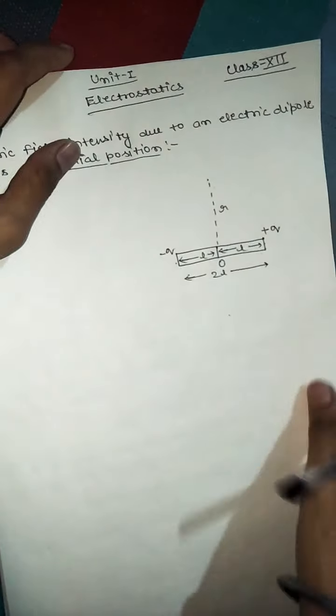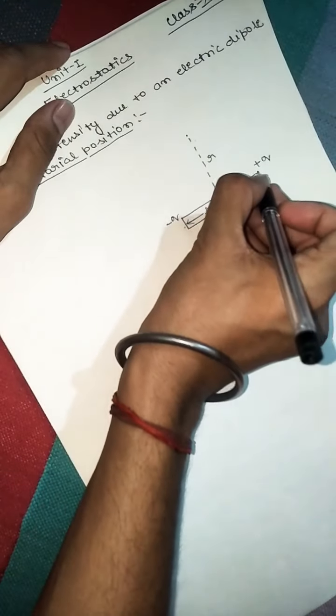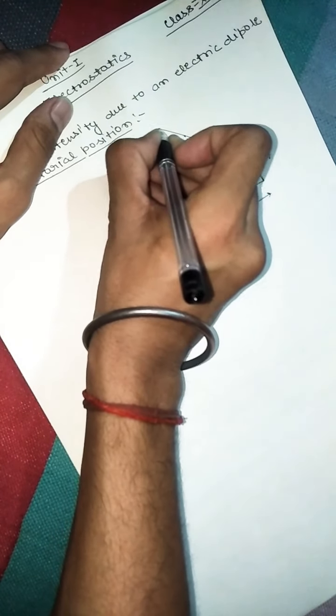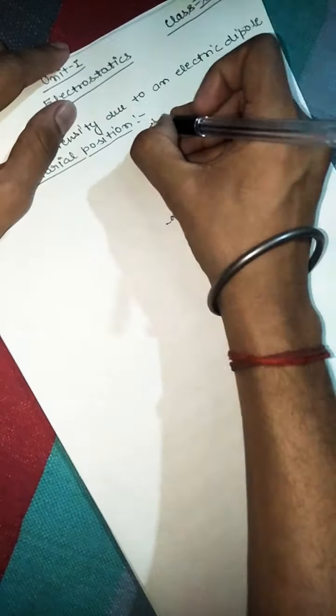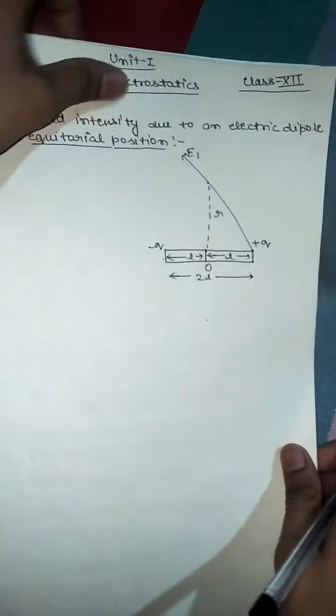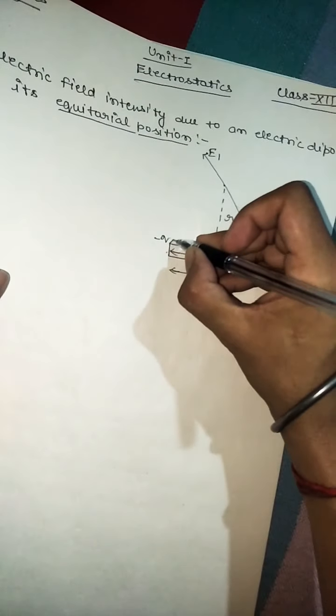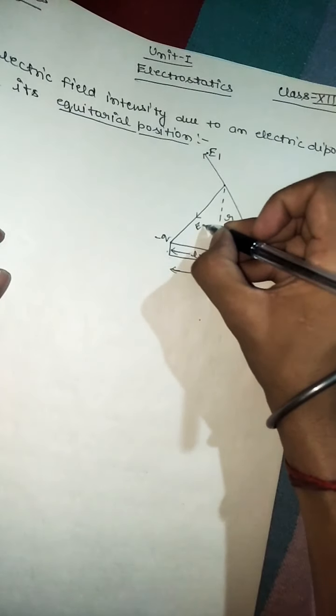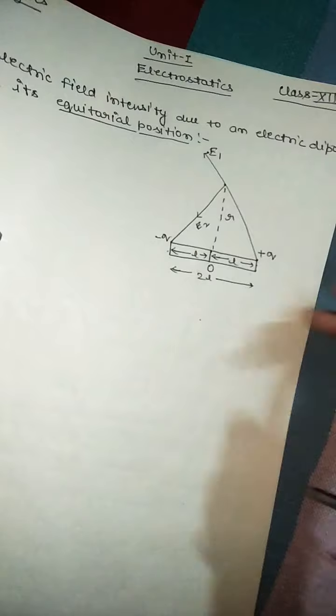Due to plus q charge, electric field is in the outward direction. Let this electric field be E1. And due to minus q charge, electric field is always inward, towards that particular charge, which can be taken as E2. This point can be taken as P.